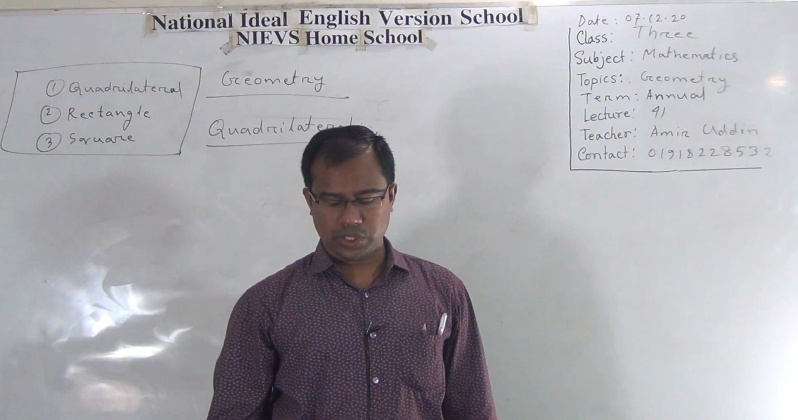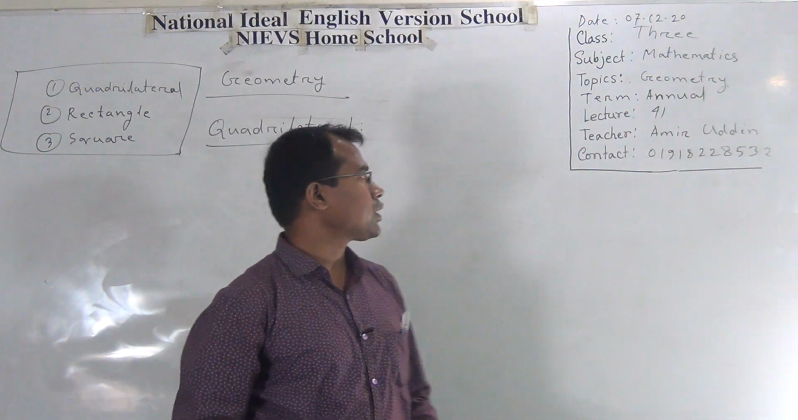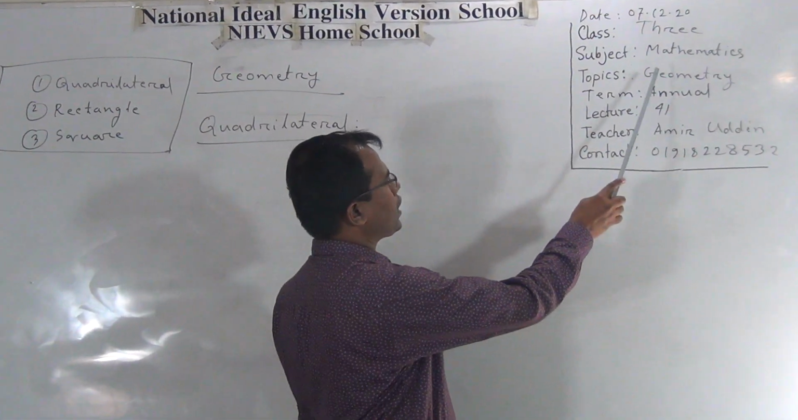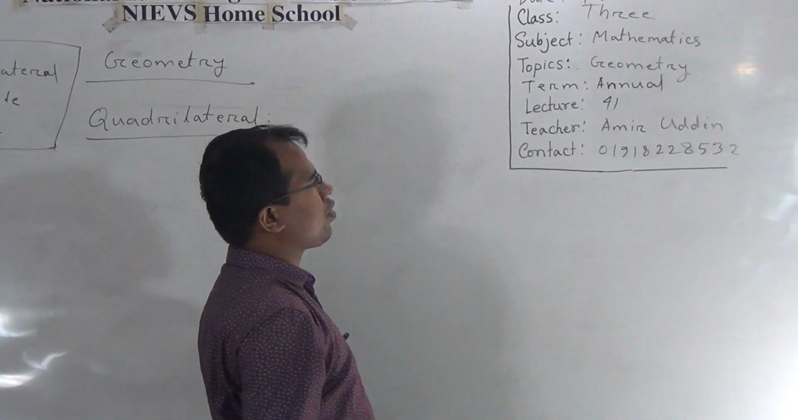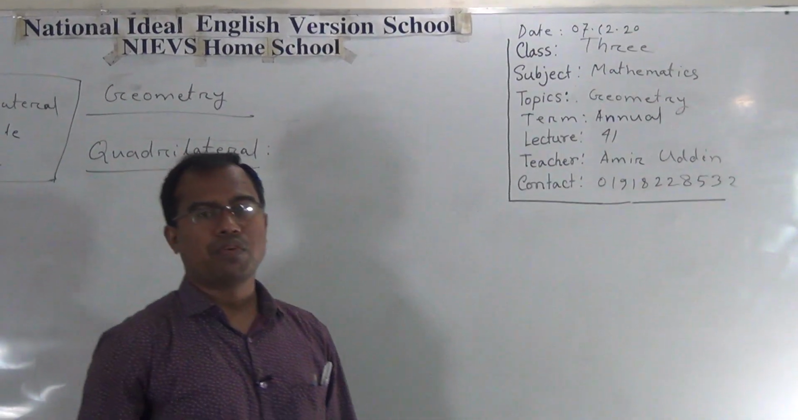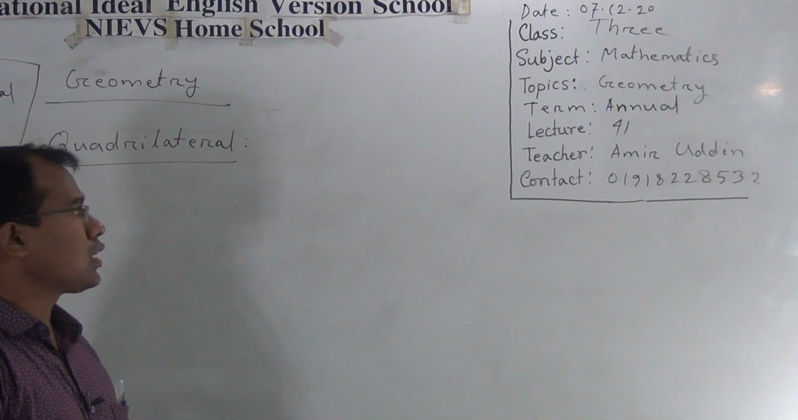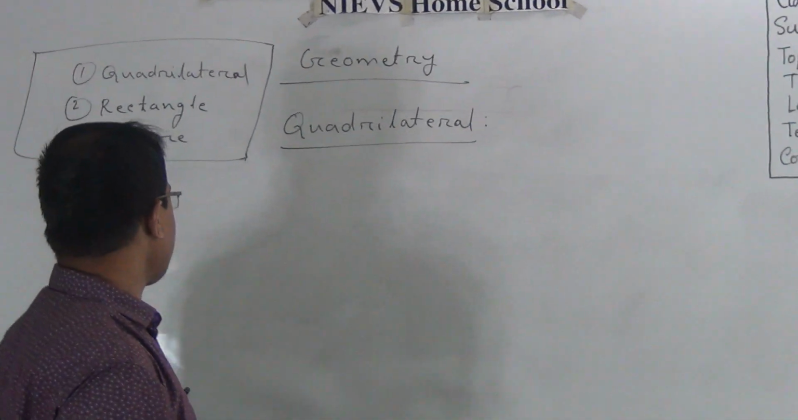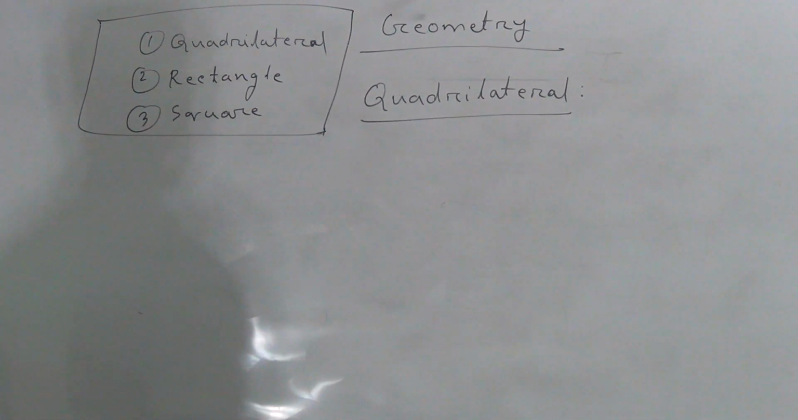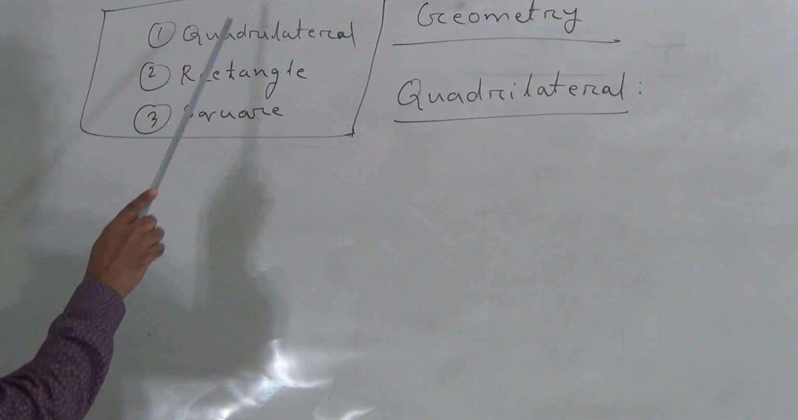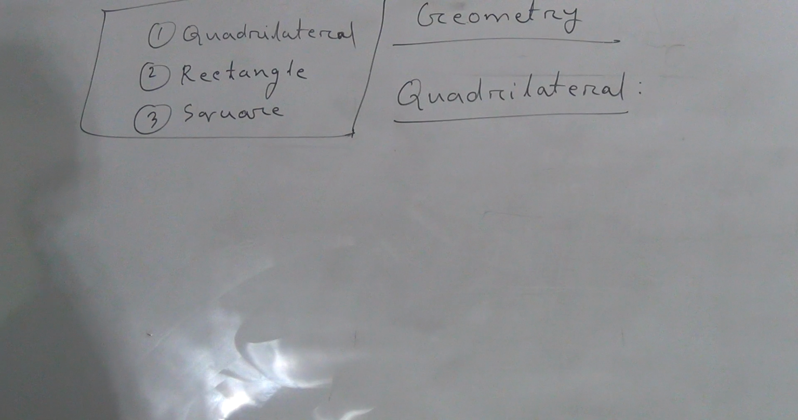Dear students, today I am going to take a math class for the students of class 3. And our today's topic, geometry. This is lesson number 41. Dear students, our today's class is very important class, and in this class we'll be introduced to quadrilateral, rectangle and square.